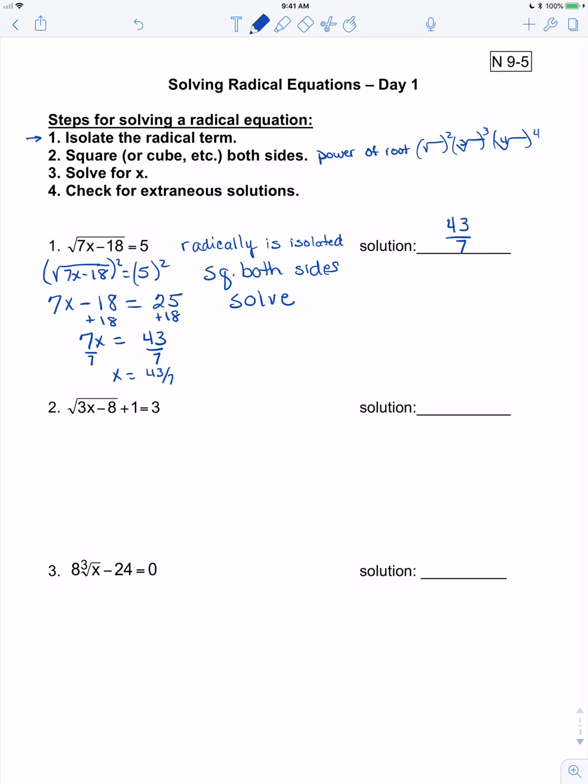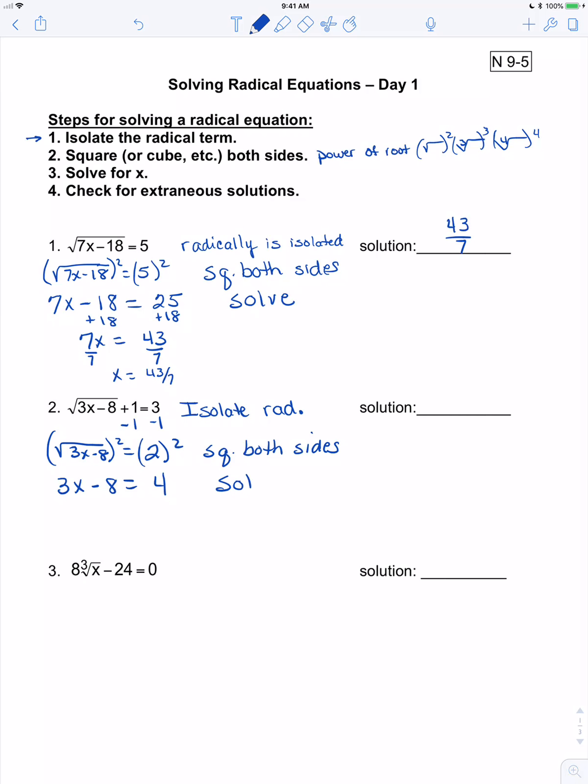Okay, we've got on number 2, we need to isolate the radical. So we're going to subtract 1 from both sides, leaving us with the square root of 3x minus 8 is equal to 3 minus 1, which is 2. Well, now we're going to square both sides since the radical is isolated. So this side gets squared, this side gets squared. Well, remember that just takes that outside the radical, leaving us with 3x minus 8 is equal to 2 squared, which is 4. Then we're just ready to solve.